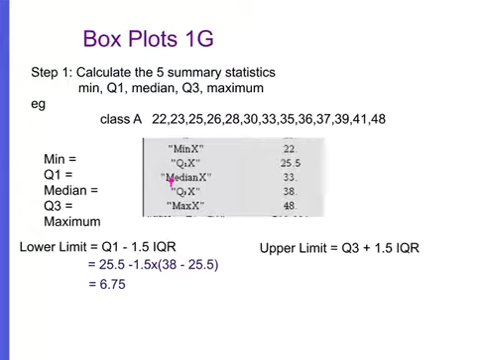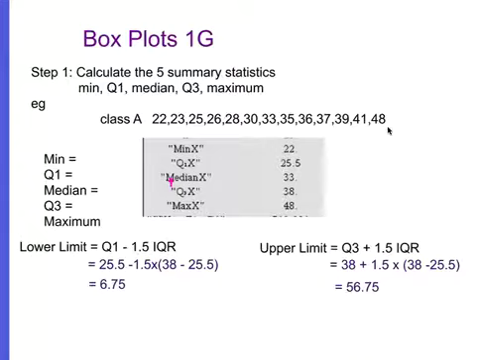We need to do the same for our upper limit as well. Our formula is Q3, which is 38, plus 1.5 times the interquartile range. When you type that into your calculator, you should get an answer of 56.75. What does it mean? It means if we have values that are bigger than 56.75, so if we round it up to 57, then it would be classified as an outlier. If we have a look at our results up here, our largest one is 48. So we don't have any outliers on either the lower side or the upper side.